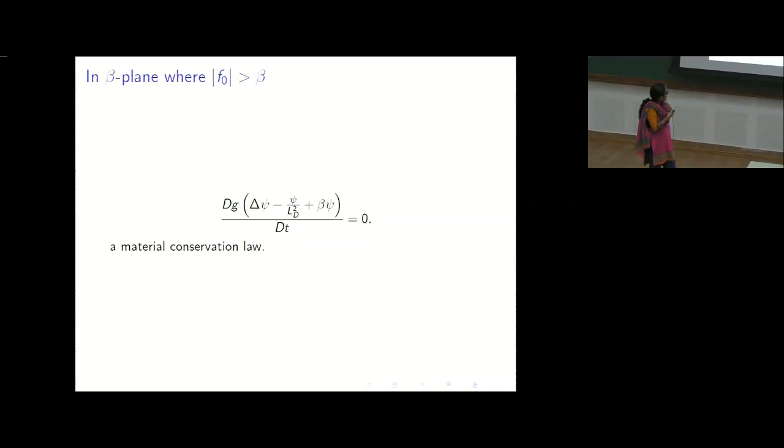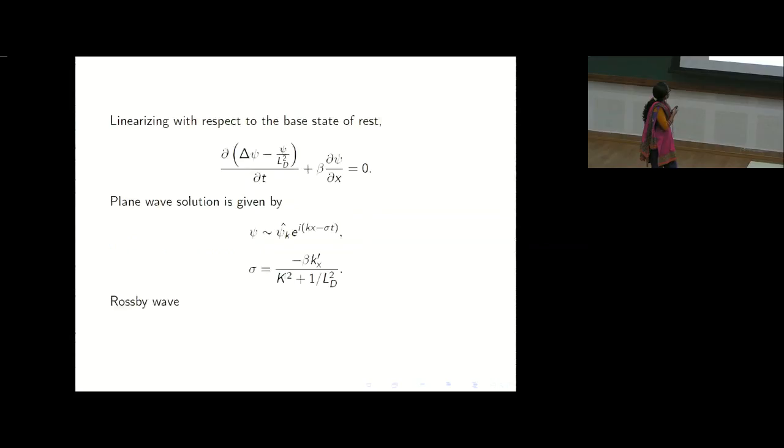Now what you get is a material conservation law, from which you can linearize with respect to a base state of rest to get some plane wave solution like this, and it's a Rossby wave.